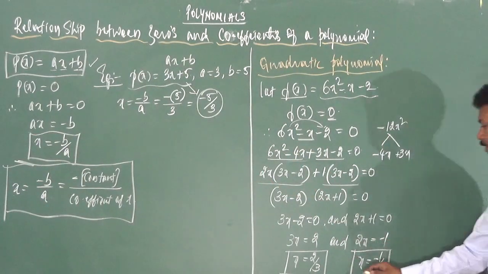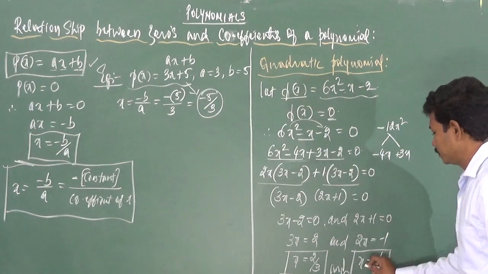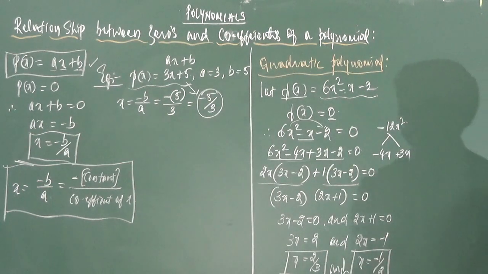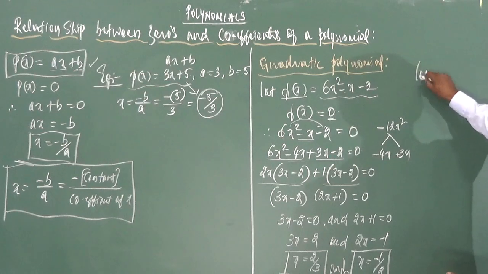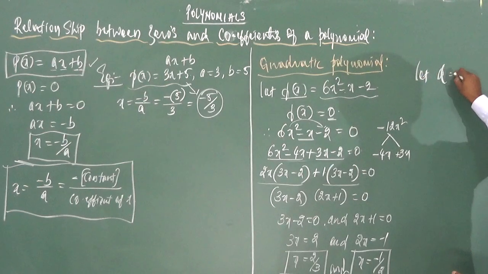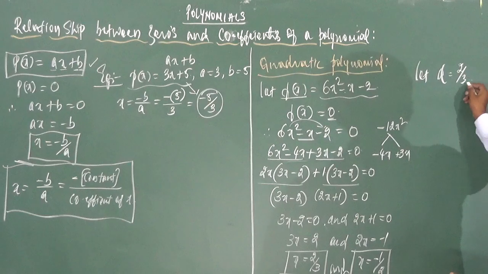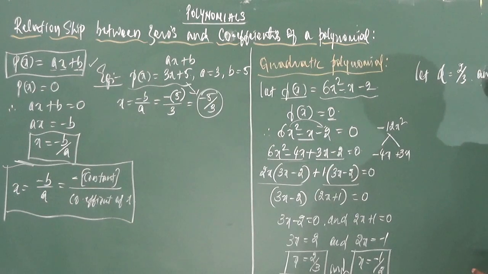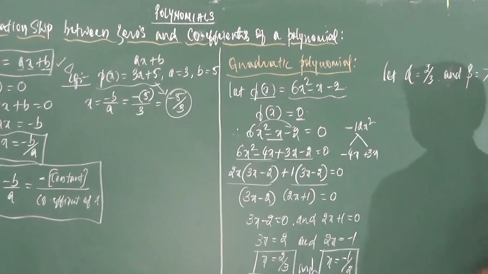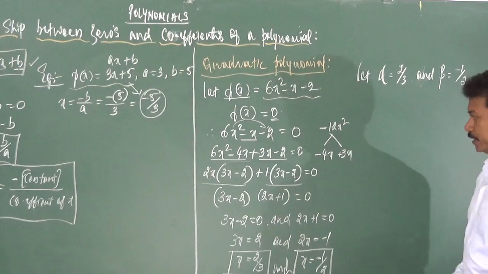So x is equal to 2 by 3 is one of the 0 and x is equal to minus 1 by 2 is another 0. So let us equate this. Let alpha is equal to 2 by 3. I am representing one of the 0 by alpha, and beta is equal to minus 1 by 2 is another 0. So there are two zeros here.